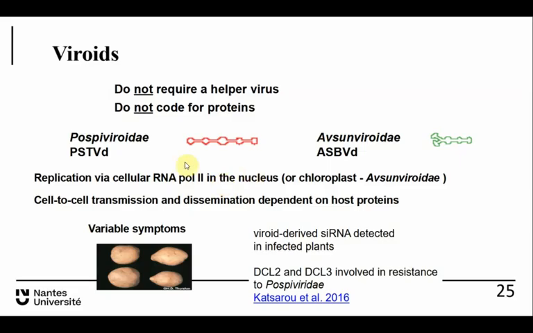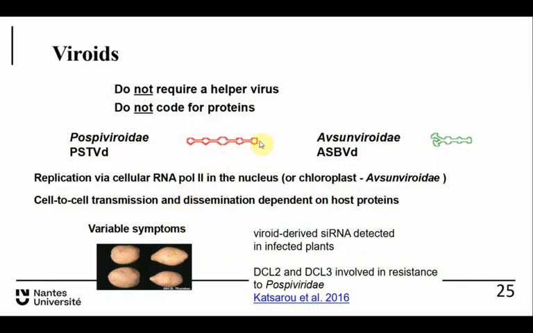So they are able to get a systemic infection, so they can be transmitted from cell to cell and through the plant vascular system, and this is dependent on host cell RNA binding proteins, which will bind to the viroid RNA and move it around from cell to cell and through the whole plant.